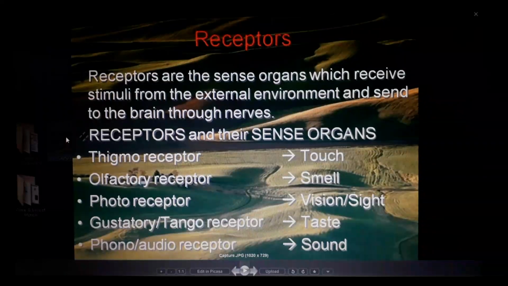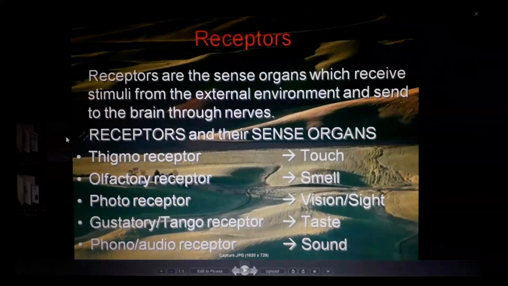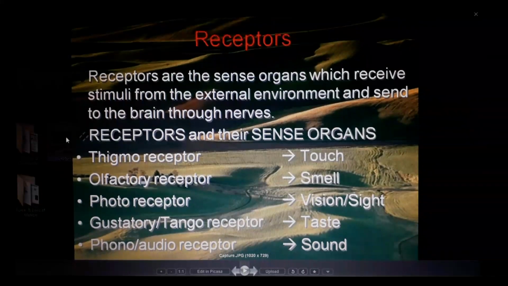So this is a receptor. Actually, this is not in our textbook. Only two or three are there in the textbook. But I think you must know. We have lots of sense organs in our body, isn't it? Through which we are getting all the senses of this world.